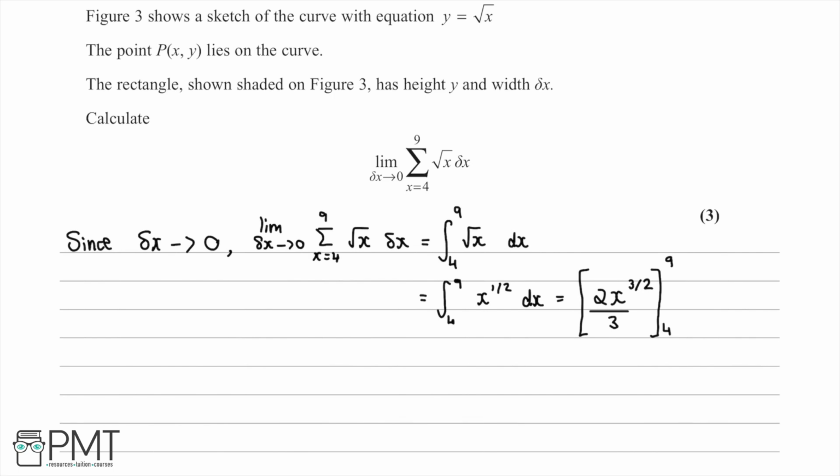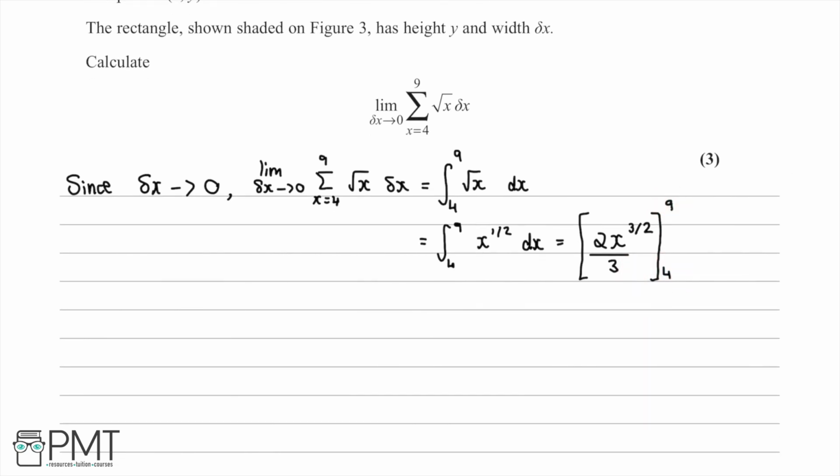So 9 and 4. And then all that's left for us to do now is to take 9 and to take 4 and substitute them into our equation. So what do we have here? We're then going to have 2 lots of 9 to the power of 3 over 2. And we're going to divide that by 3. And then from this we're going to subtract 2 multiplied by 4 to the power of 3 over 2. And we're going to divide this one by 3 as well. And then putting these into our calculator, these come out as 38 over 3.